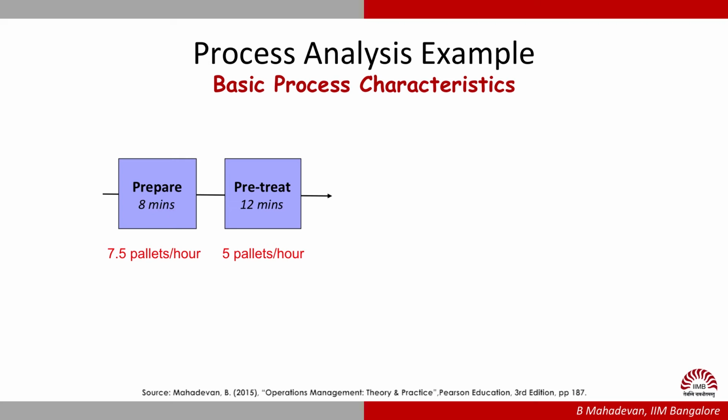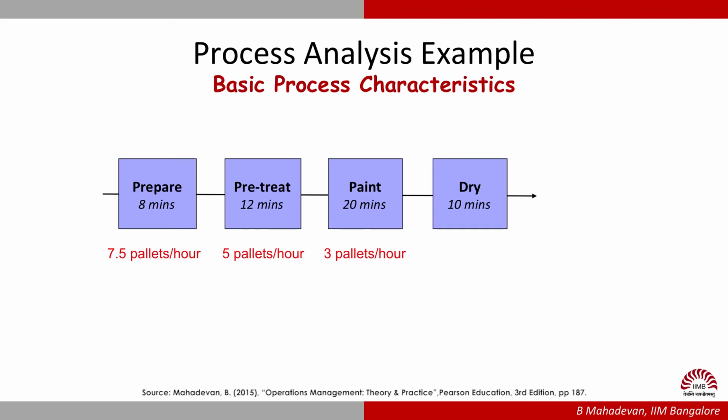Let us go to the third stage, which is painting. It takes 20 minutes and that translates into 3 pallets per hour. Then drying takes 10 minutes. Now it is not a good idea to say you can dry only 6 pallets per hour. You can dry any number of them. Therefore, we do not have to really work out a production capacity there.